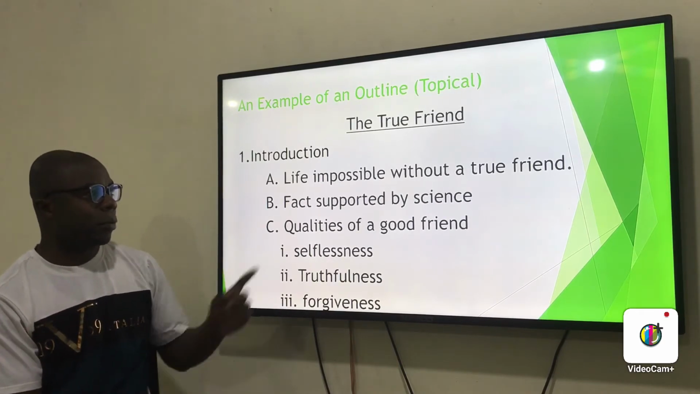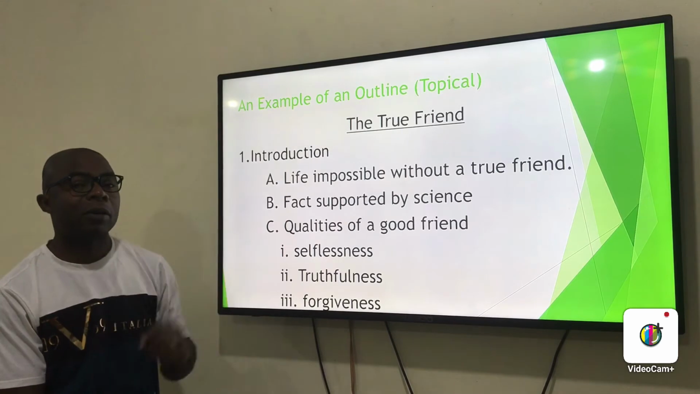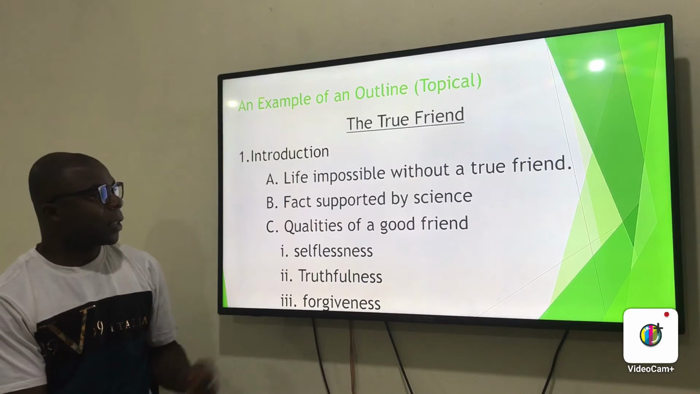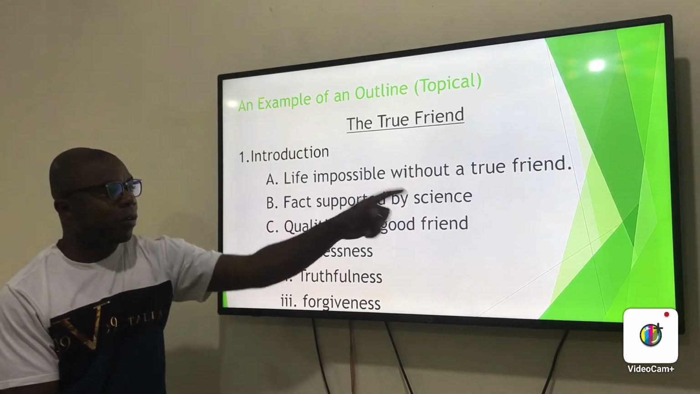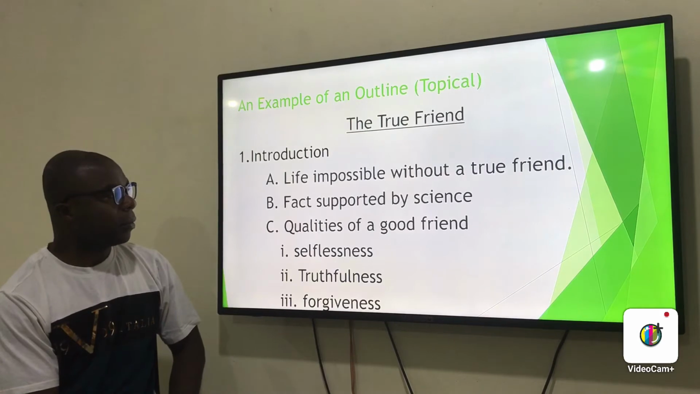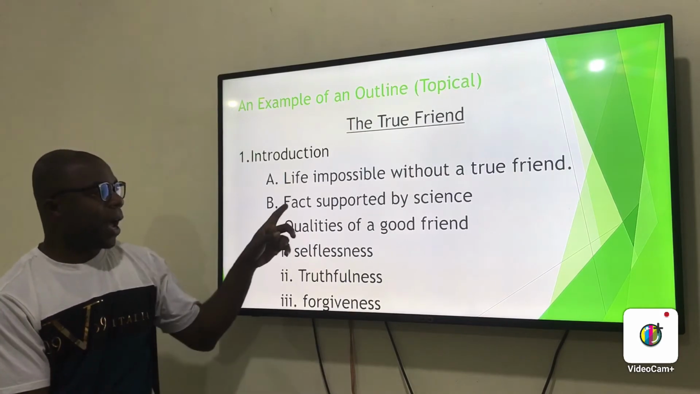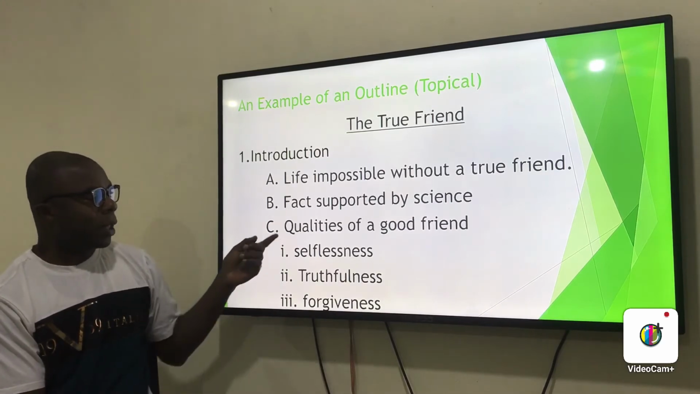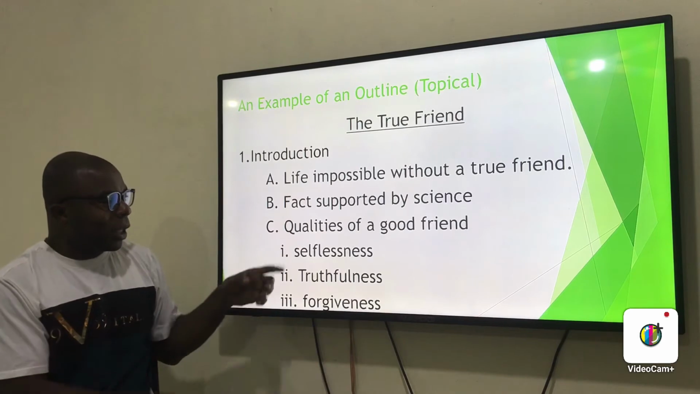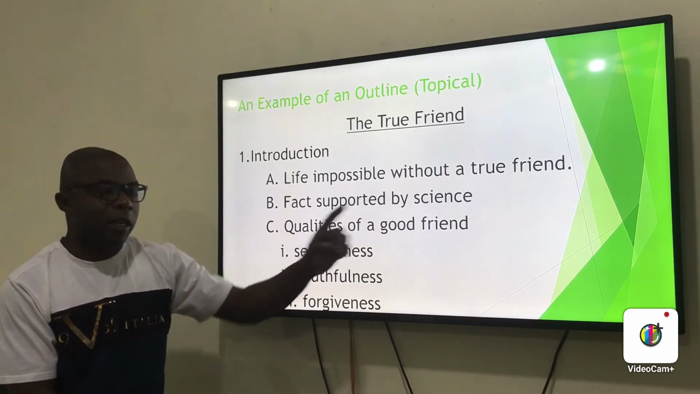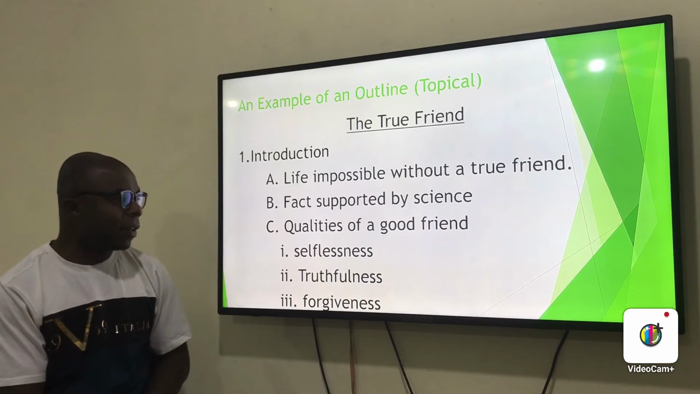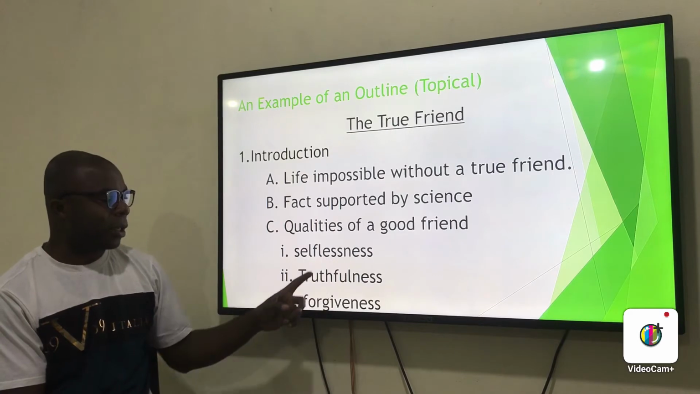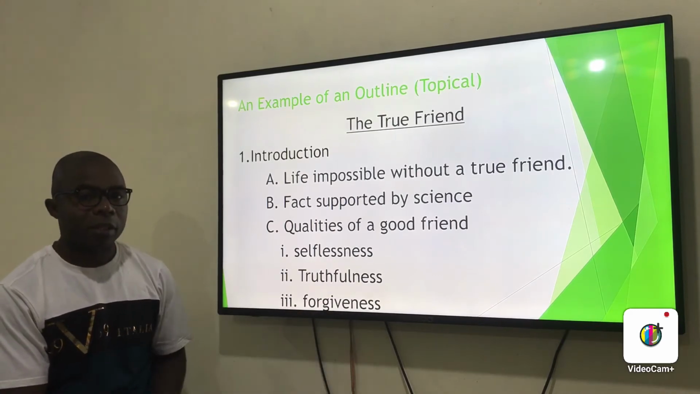true friend. Remember, this example is a topical example, a topical outline. So life impossible without a true friend. Of course, it's not a sentence, it's a topic. That is one point. Fact supported by science. And then you want to come to the third point, which is the focus actually. Qualities of a good friend. And these qualities are listed in minor points: selflessness, truthfulness, forgiveness.